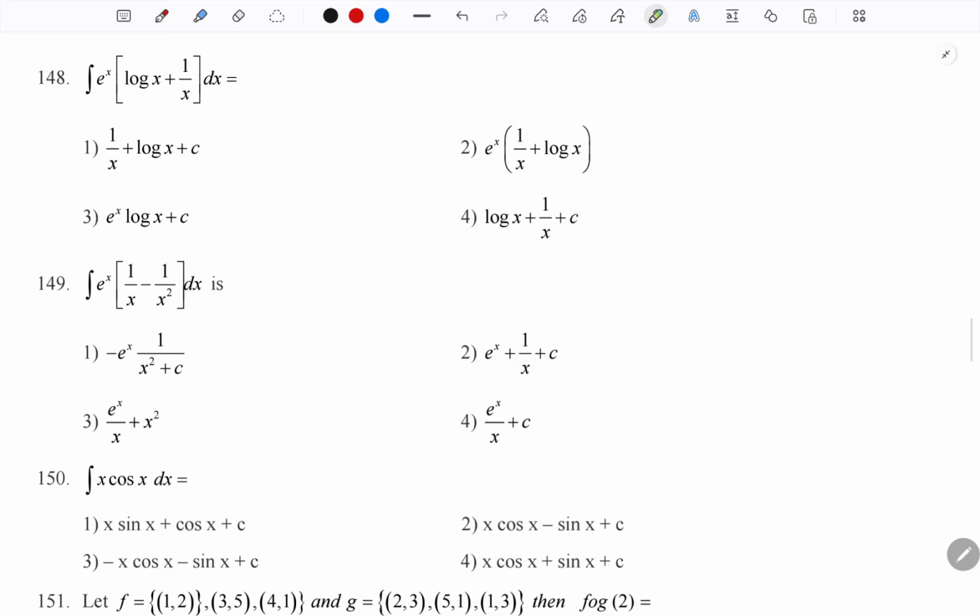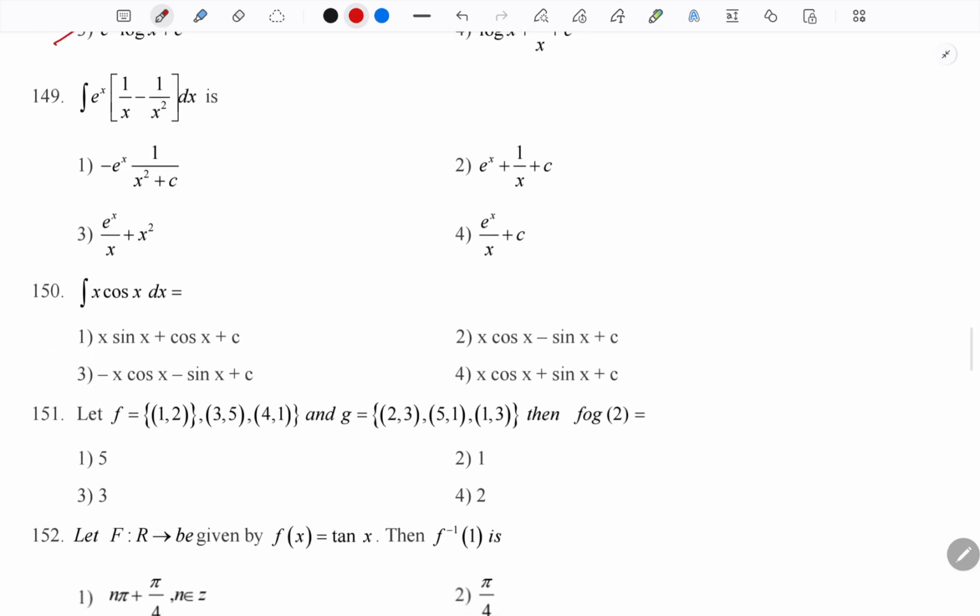What is this? E power x log x, derivative 1 by x. So my answer goes to e power x times log x. So option 3. Next, again an easy question, right? Here the derivative of 1 by x is minus 1 by x square. Yes, e power x times 1 by x. So where is it there? E power x times 1 by x. So it is option number 4.